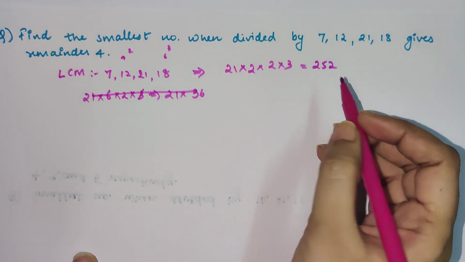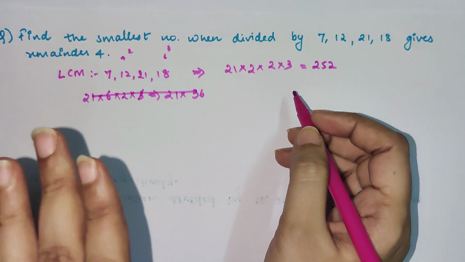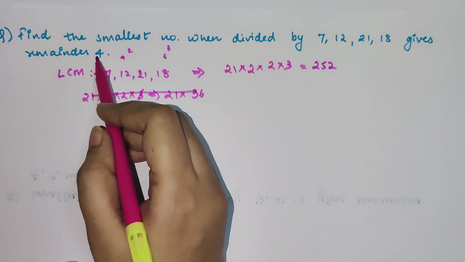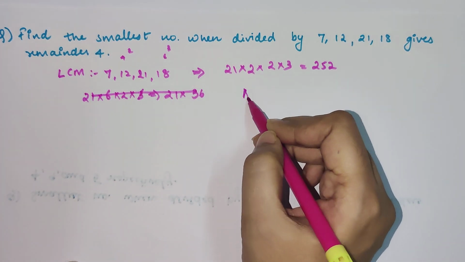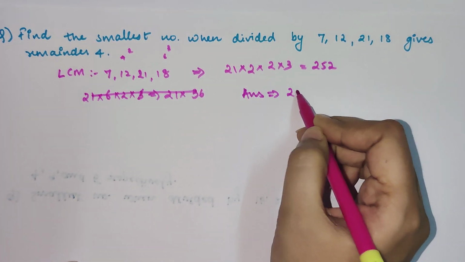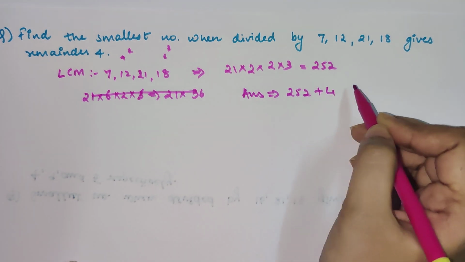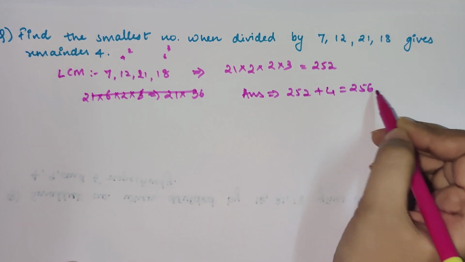Okay, so now 252 is actually not your answer because you need a remainder of what? 4. So finally your answer will be what? 252 plus 4, which is going to get you 256.